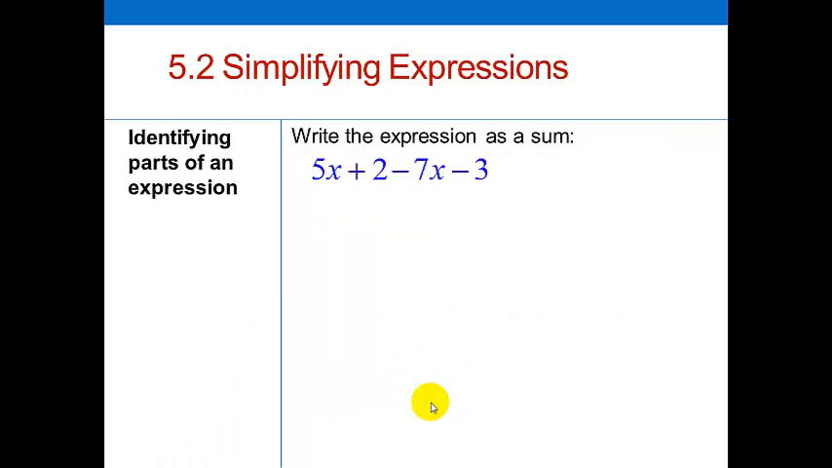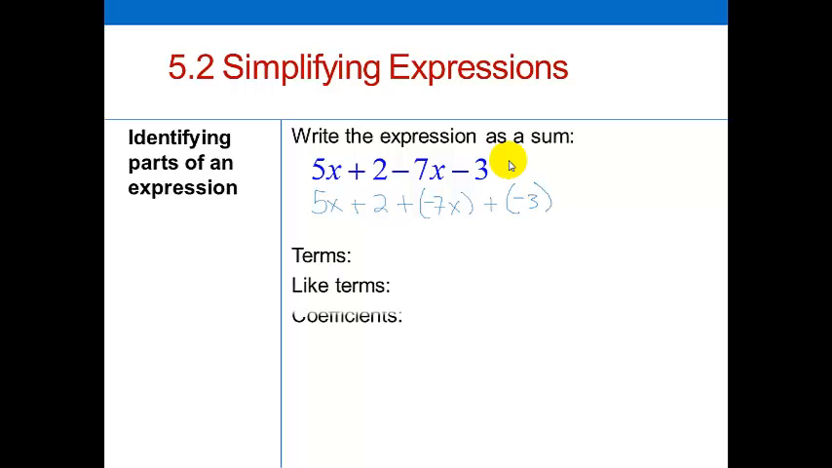So one of the things that we're going to have to do is identify the parts of an expression. Here we have our expression, 5x plus 2 minus 7x minus 3. The first thing that we want to do is get rid of these minus signs. So we have to remember our keep change change. So I'm going to write it as 5x plus 2 plus negative 7x plus negative 3. Okay, so basically all I did was rewrite it as an addition.